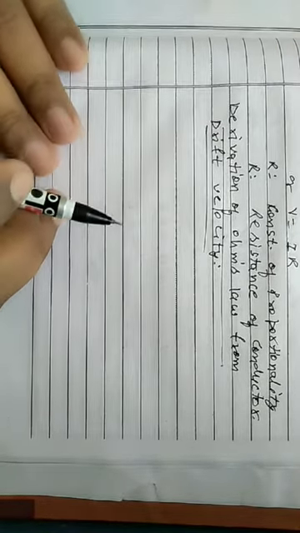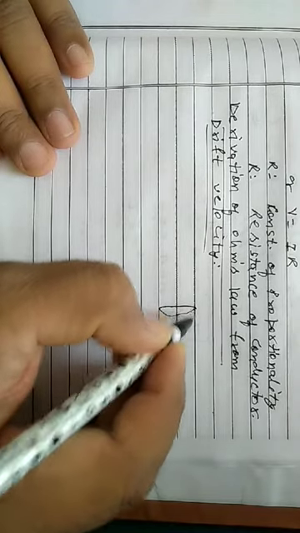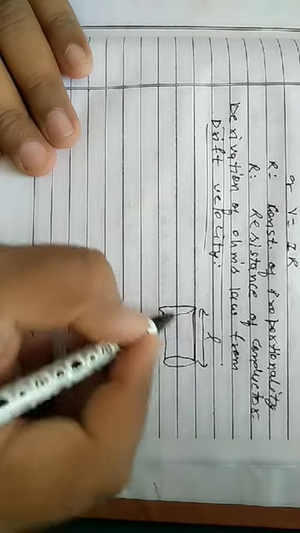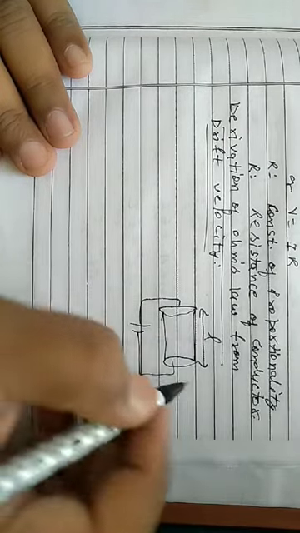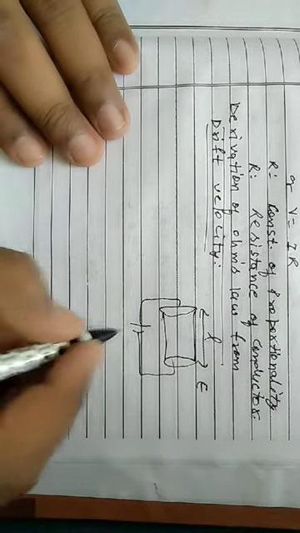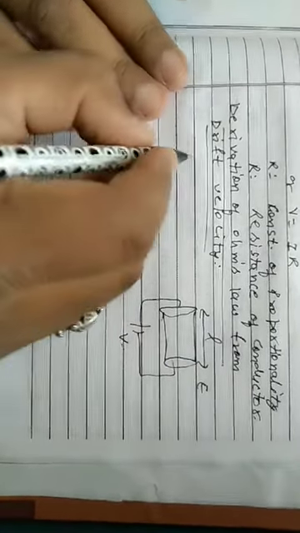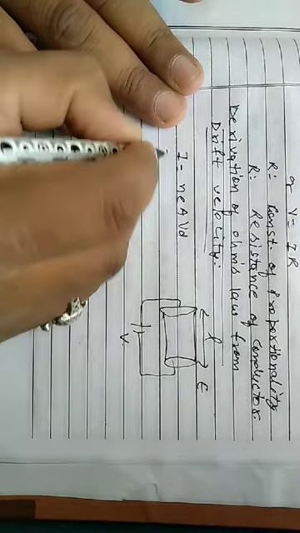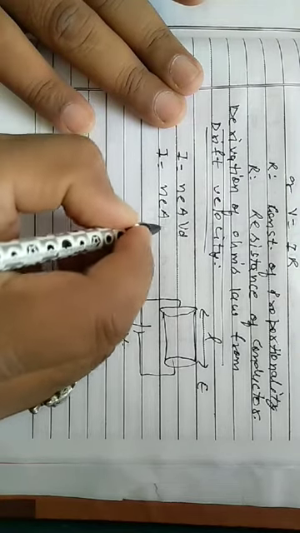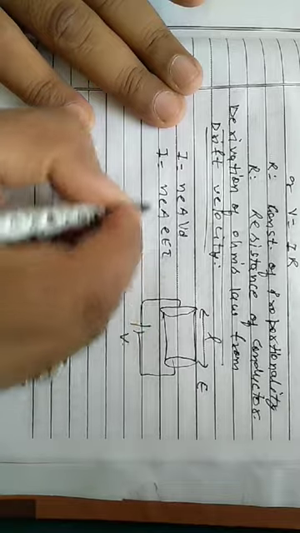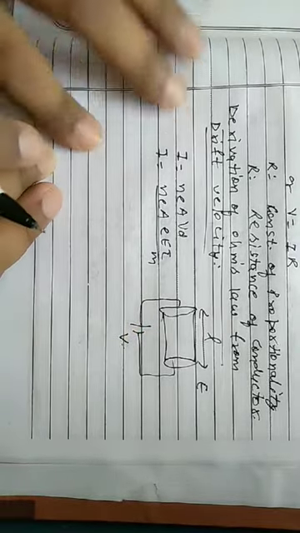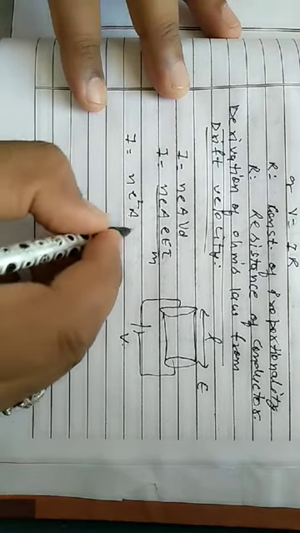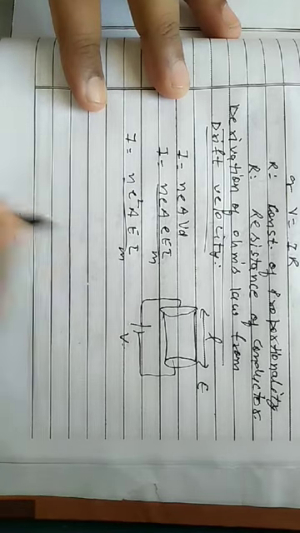Next topic is derivation of Ohm's law from drift velocity. This is conductor, length is L, potential is applied, so external electric field is E, potential is V. According to the relation, we know I is equal to neA into Vd. According to the relation of drift velocity, Vd is eE into relaxation time upon m. Now we can write I is equal to n e square AE, relaxation time upon m.